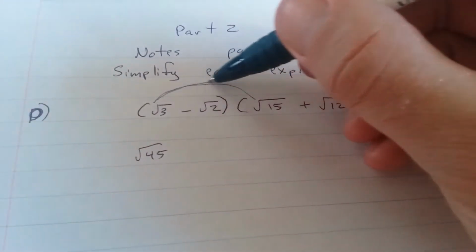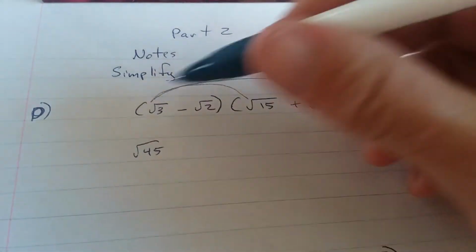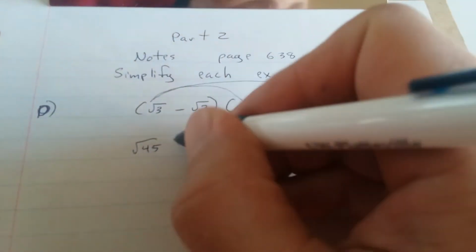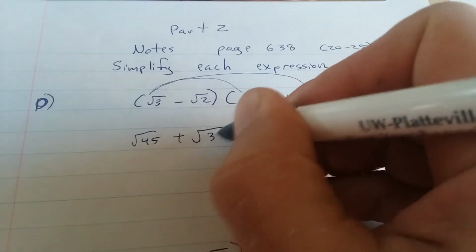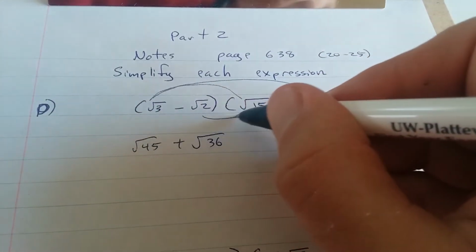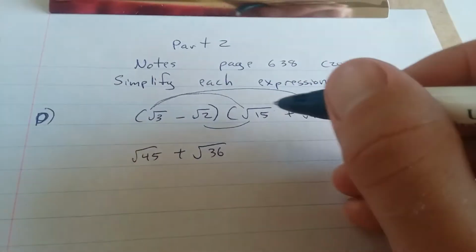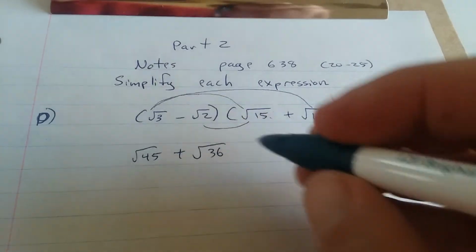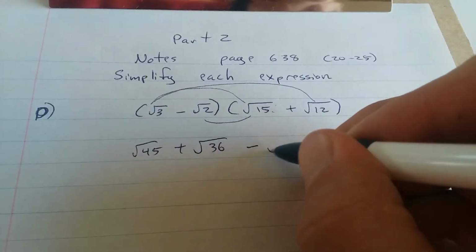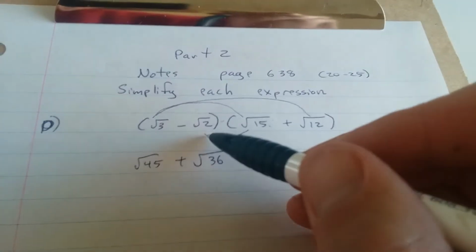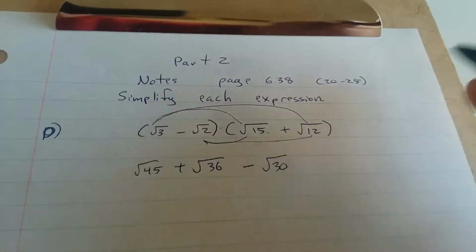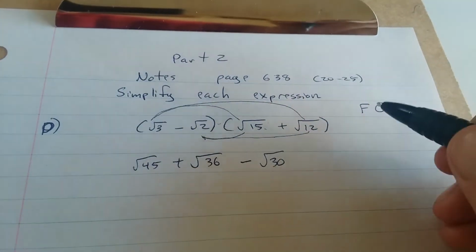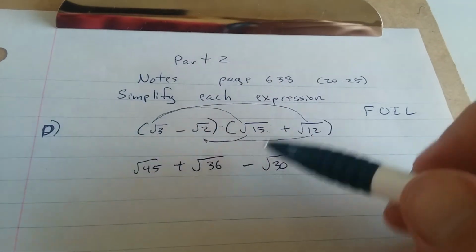Then you do your outer terms. Square root of 3 times the square root of 12 is square root of 36. Then you do your inner terms. Negative root 2 times square root of 15 is going to give you minus the square root of 30. And then you do your last terms. FOIL: first, outer, inner, last. That's an acronym for this process.